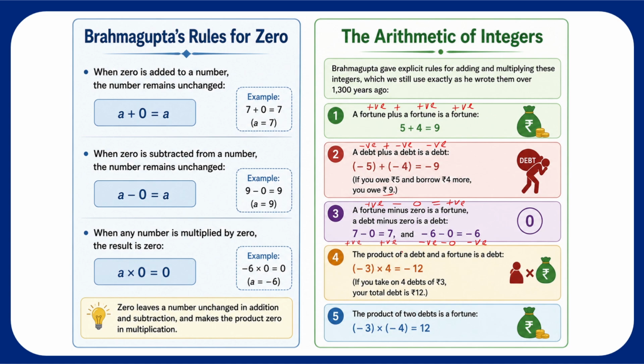The product of a debt and a fortune is a debt. It is like multiplying a negative integer with a positive integer gives you a negative answer. In this example, negative 3 times 4 gives you negative 12. And the last rule: the product of two debts is a fortune. Negative times negative is a positive value. A negative integer times a negative integer gives you a positive integer. I hope the rules are clear. You must have learned these rules in your previous grades as well.